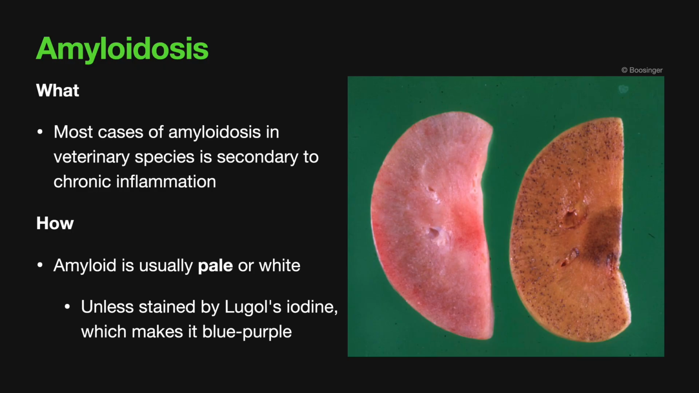Amyloidosis is typically secondary to chronic inflammation in our veterinary species. Amyloid on its own is usually pale or white, but pathologists often stain the tissues with Lugol's iodine to highlight that amyloid. This makes the amyloid appear as blue-purple, as you can see in the right-hand image.